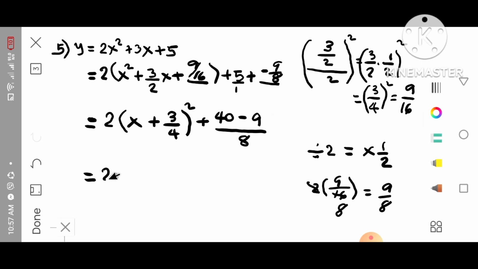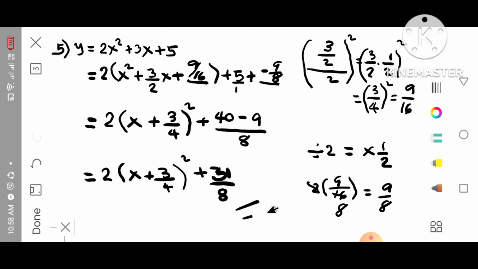Okay? So that is equal to 2. Copy lang. X plus 3/4 squared. Now, 40 minus 9 is equal to 31 over 8. So, that is 31 over 8. Diba? And we are done. That's it, no?